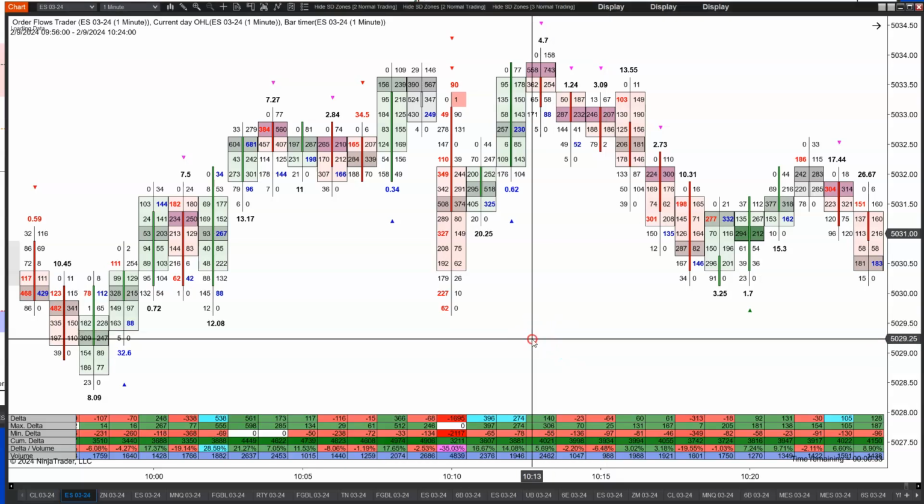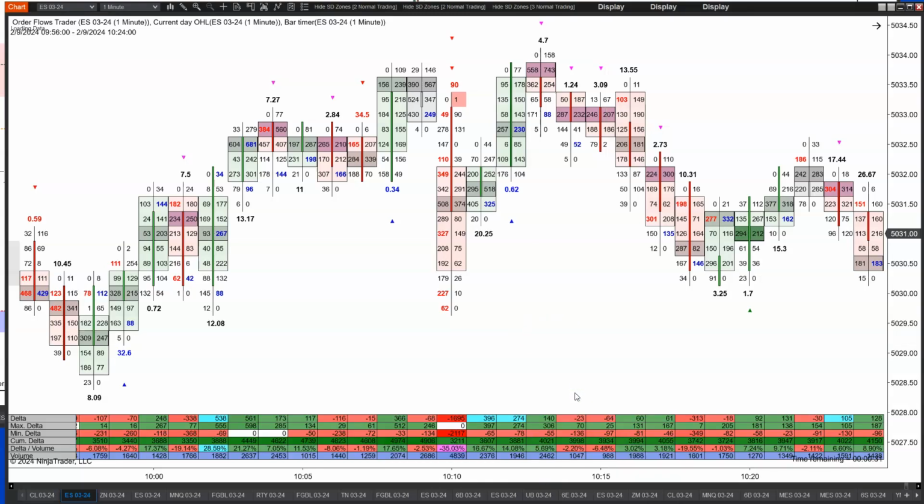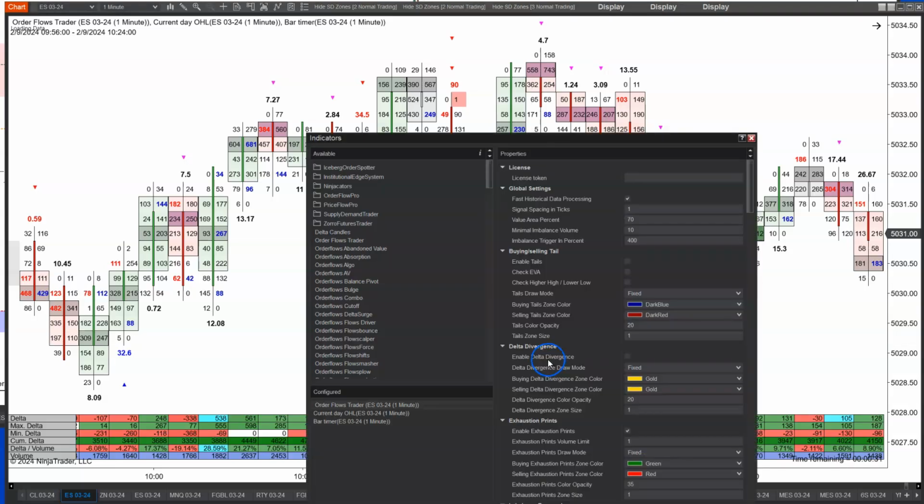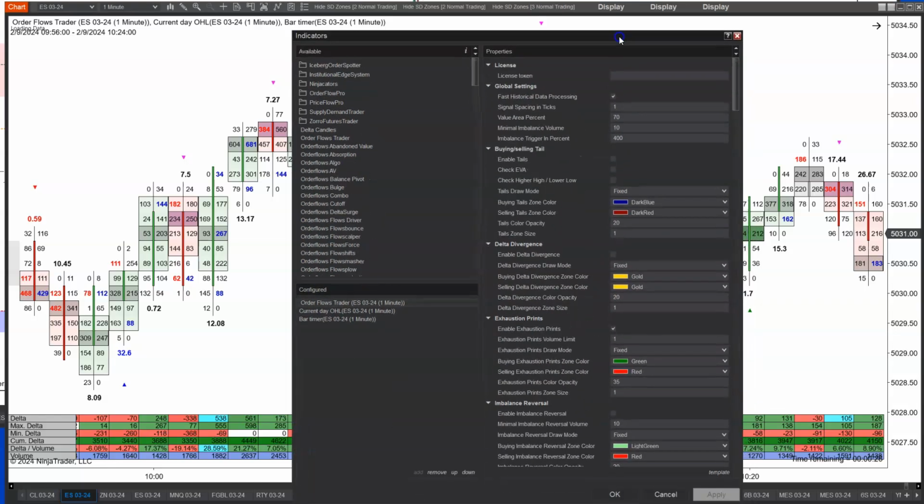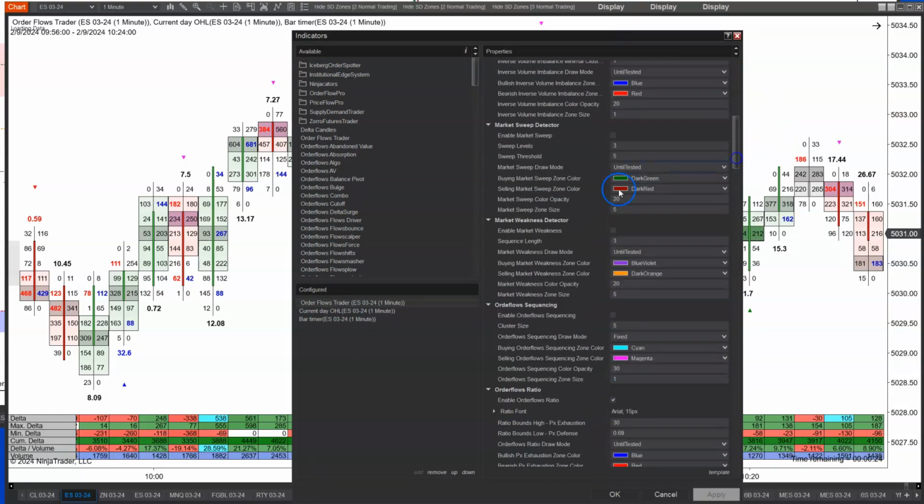And on the Orderflows Trader software, we have a tool for that. It's called market weakness, okay? And you can find it in the settings under market weakness detector, okay? And you can draw it out fixed or until tested. I like to draw it out until tested, which means I have a line being drawn out from the high of the bar, which tells me, hey, there was weakness here, and oftentimes that can act as support or resistance in the future, okay?